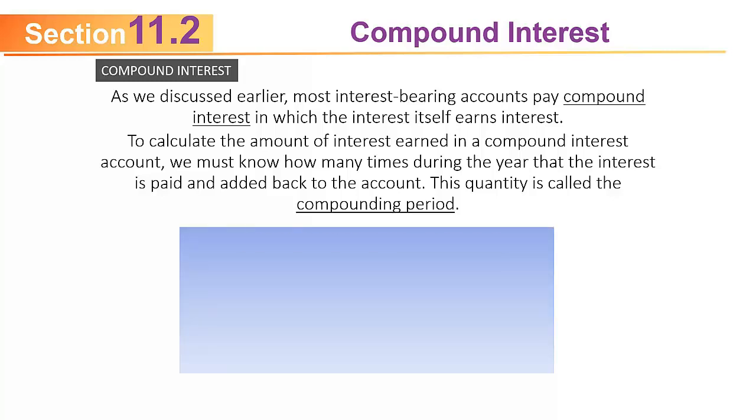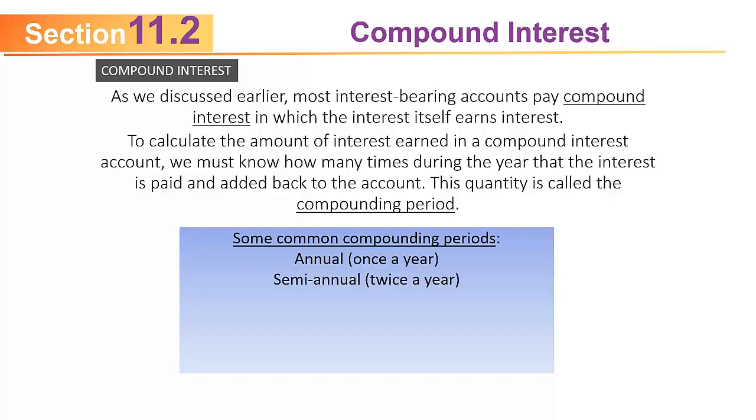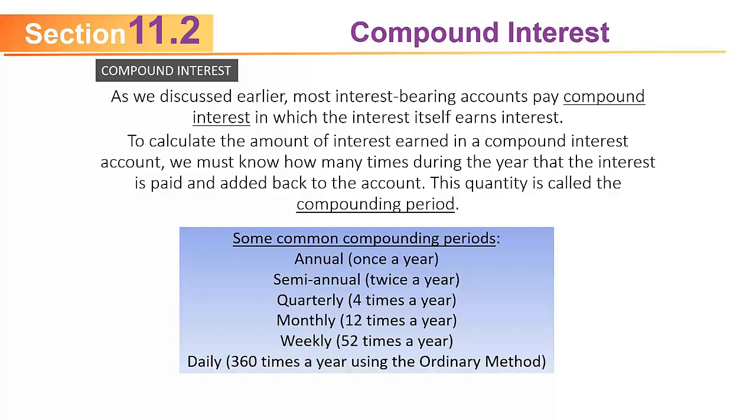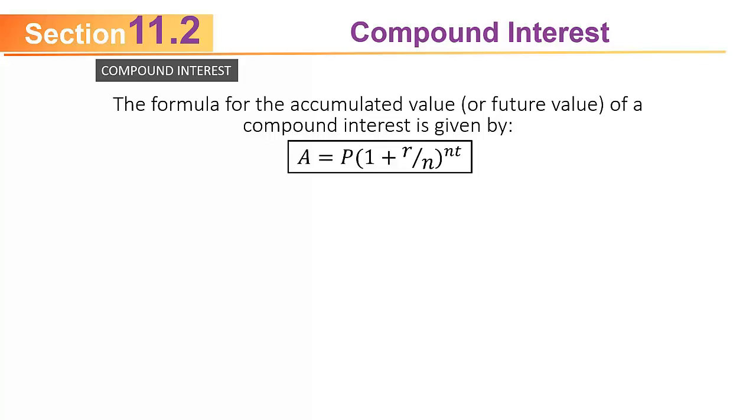Here are the common compounding periods. If you compound once a year, that's called annual compound interest. If you compound twice a year, that's called semi-annual. If you compound 4 times a year, that's called quarterly. Monthly is 12 times a year, weekly is 52 times a year, and assuming you're using the ordinary method, daily is 360 times a year. Remember in the last discussion we talked about using the ordinary method most of the time when we talk about daily interest rate. I won't derive the formula for compound interest, but I will give it to you.